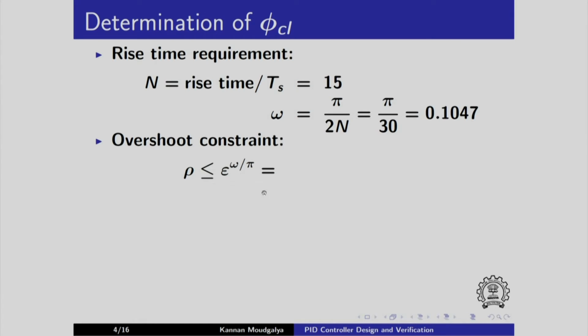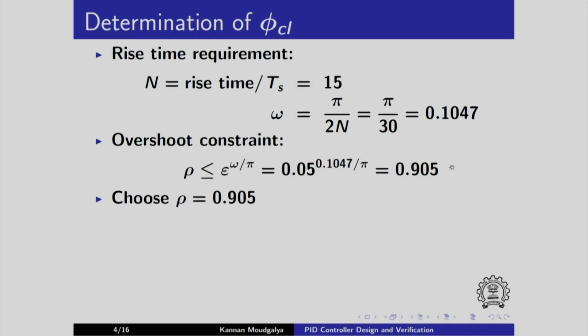The next is the overshoot constraint. The condition is given here. This also we derived earlier. When I substitute for epsilon 0.05, omega is 0.1047 divided by pi, it becomes 0.905. We will choose rho to be equal to 0.905. The desired closed loop poles are at rho epsilon plus minus j omega. This comes from the error model that we used earlier.